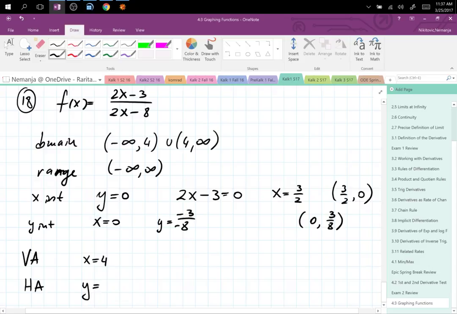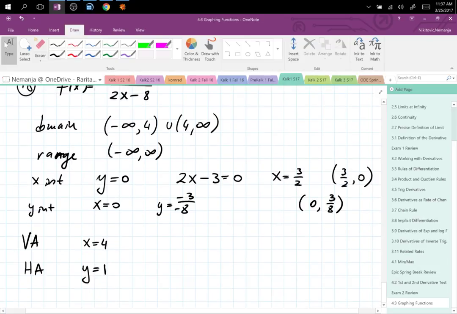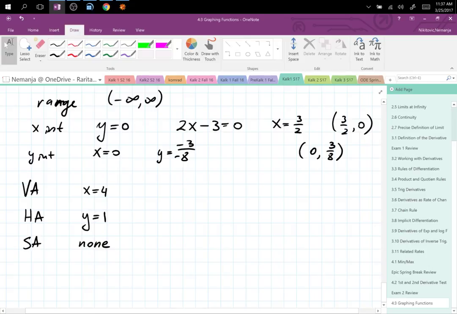Horizontal asymptote is 1. How about slant asymptote? You can't have horizontal and slant at the same time. Awesome. All right, so we beasted through the first stuff.